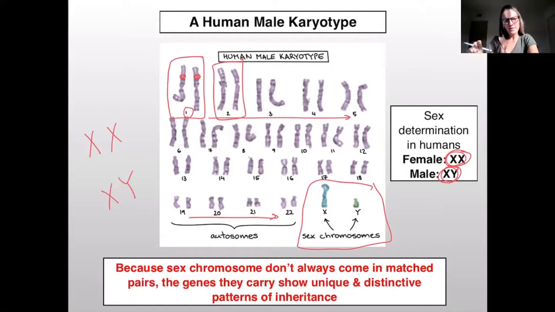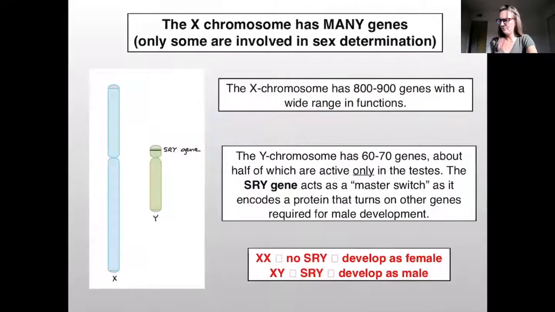So genes that are on the sex chromosomes have unique and distinct patterns of inheritance. Just a heads up on this: the X chromosome is just as big as most of our other chromosomes, and it has many, many genes, almost 1,000 genes. The Y chromosome, on the other hand, is very, very small. It only has about 60 to 70 genes.